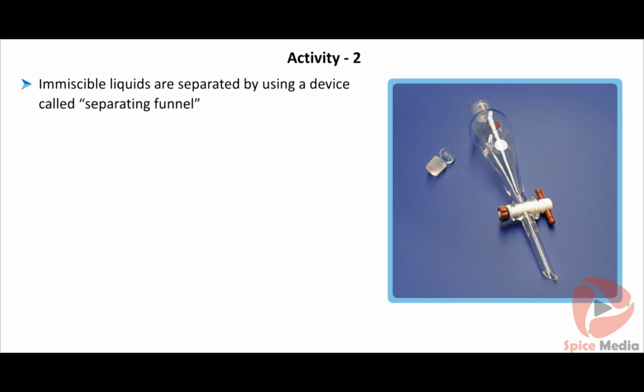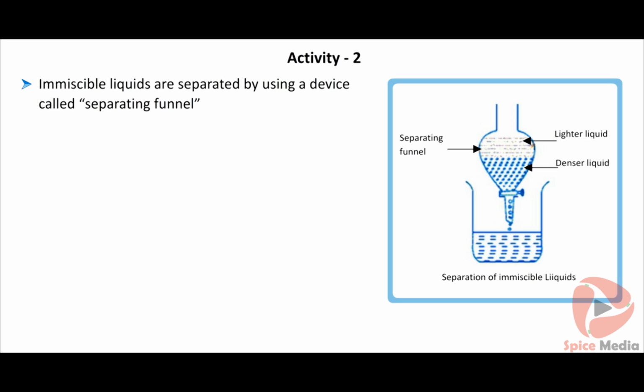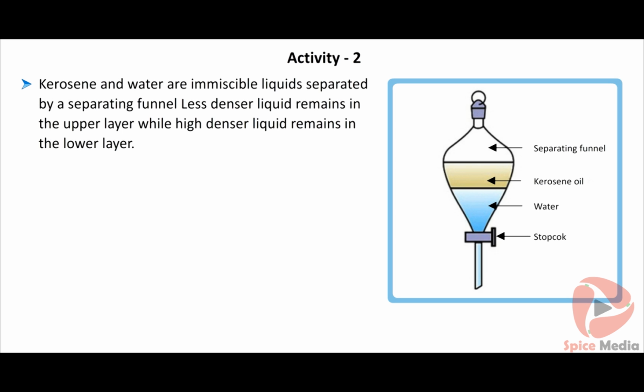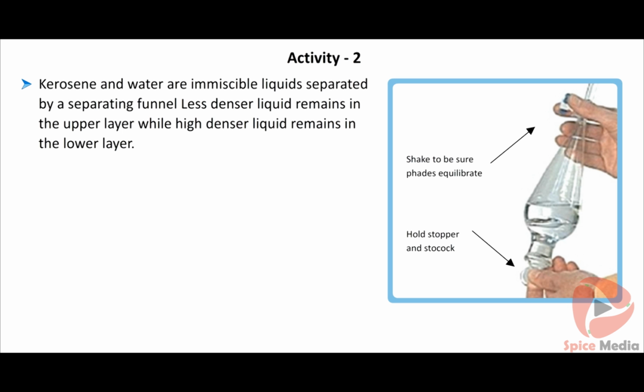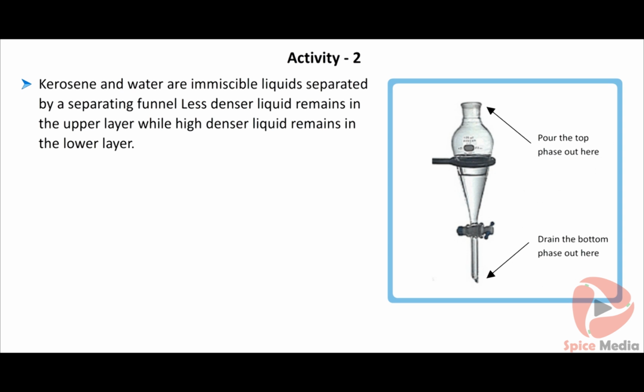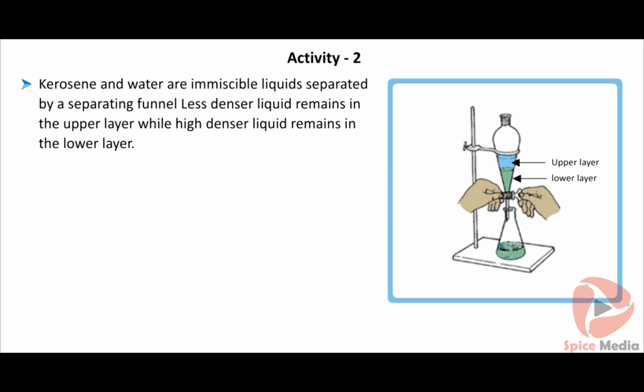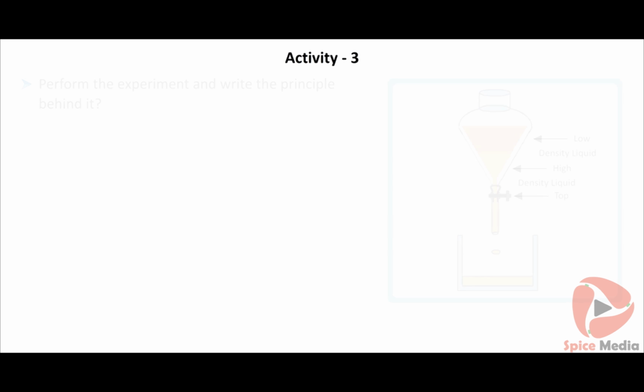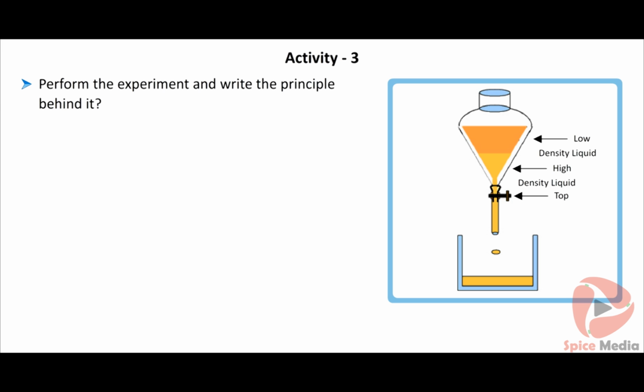Immiscible liquids are separated by using a device called separating funnel. Consider a mixture containing kerosene and water. Both the liquids are immiscible with each other. By using a separating funnel, one liquid can be separated from the other. Less denser liquid remains in the upper layer, while high denser liquid remains in the lower layer. Perform the experiment and write the principle behind it.